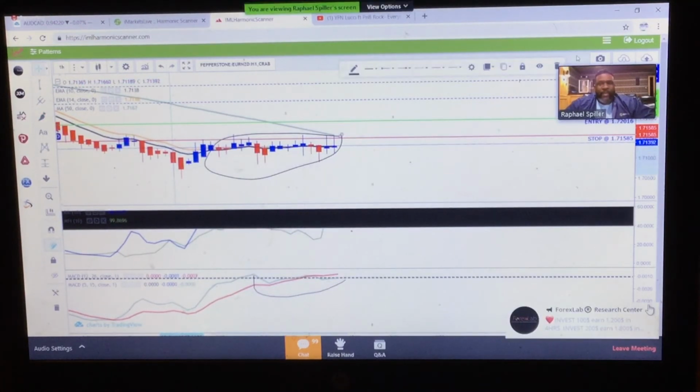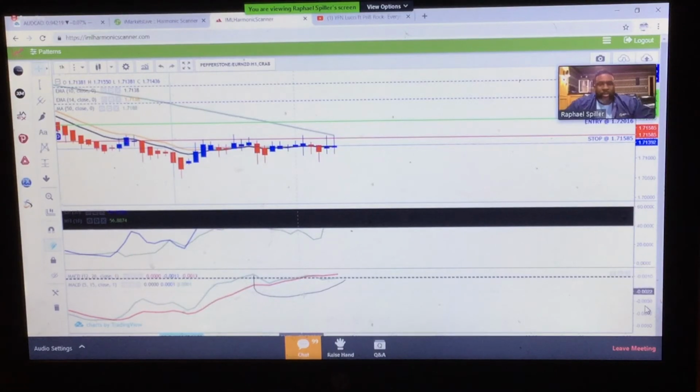Now, let me show you how to save it, and we can go look at some different charts, and I can show you what happened as a result of going from chart to chart to chart with the harmonic scanner, guys, because the harmonic scanner is going to constantly pop out trades. It's going to constantly pop them out, and you use that.